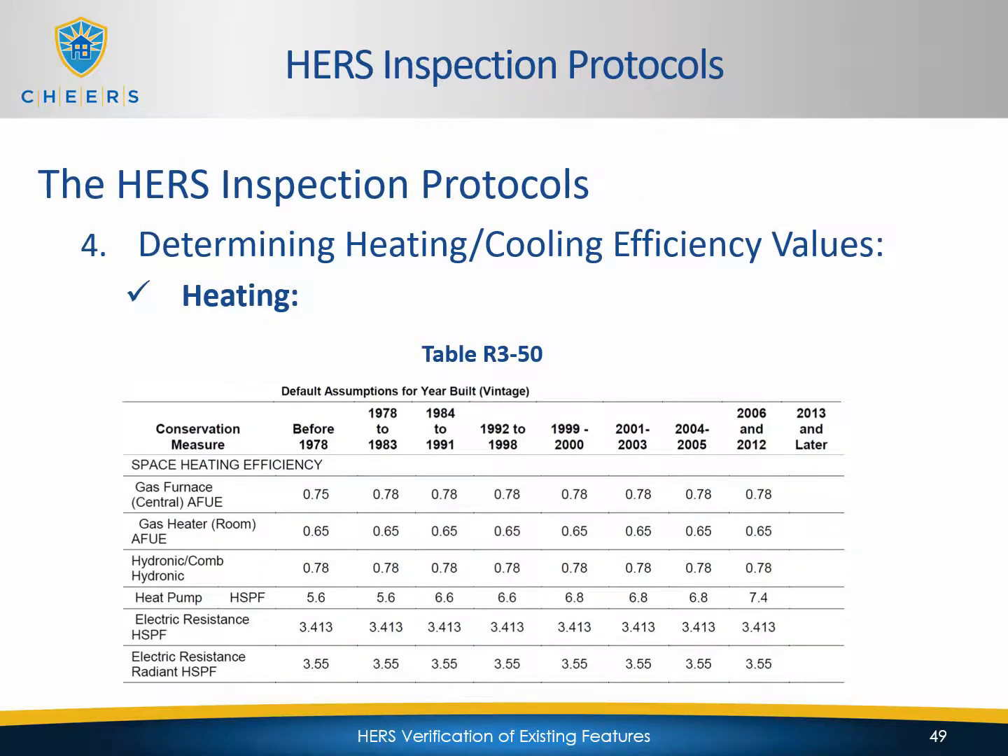And here is the space heating efficiency section of table R3-50. Just like the other ones, it's categorized by the date or the age of the home, and then you have that list there on the right hand side of the different types of space heating equipment. So you just find the age of the home, and that will give you the vintage value for that particular type of equipment.